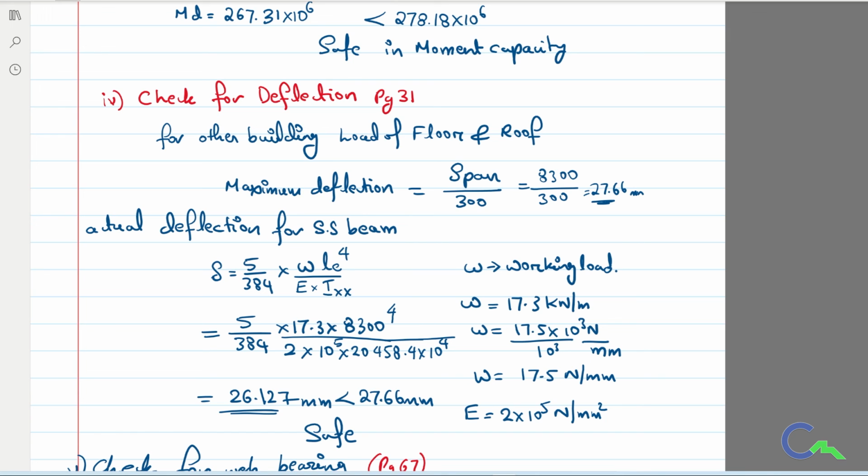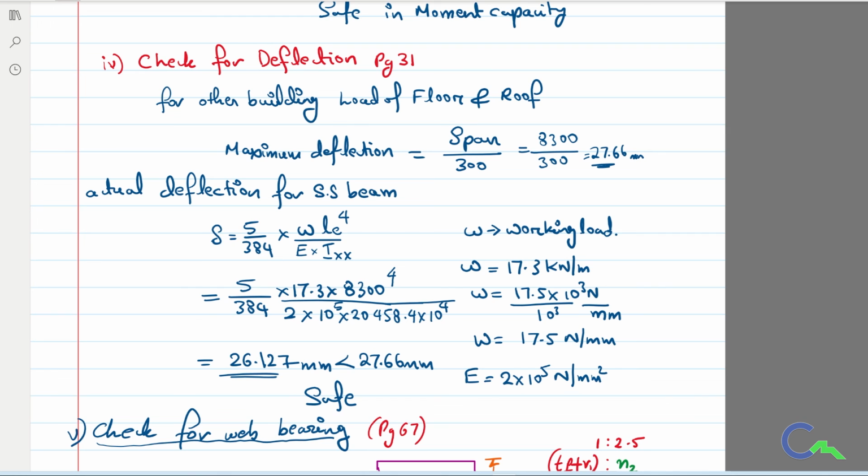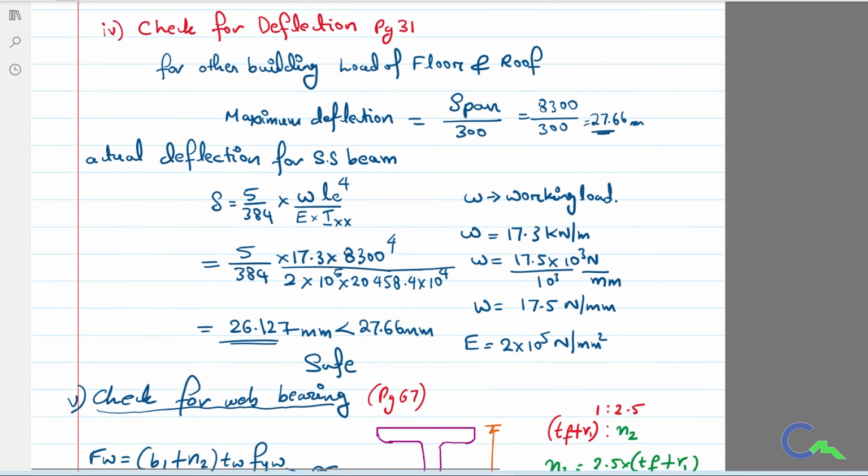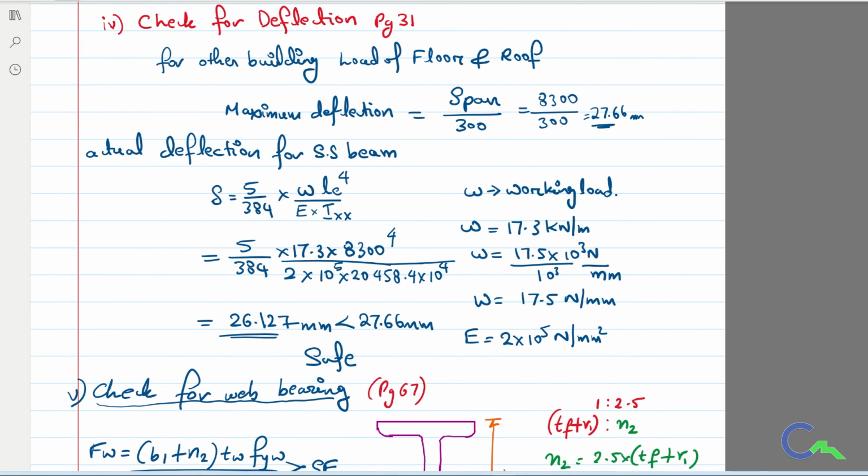So span divided by 300, that is the permissible deflection. So you can refer that page table 6. So actual deflection is 5 by 384 WL to the power 4 divided by E into IXX, where W is the working load, we have to substitute here. So all the values should be in millimeter. So whatever the actual deflection, we are going to get 26.127, which is less than maximum deflection, that is 8300 divided by 300. So again E value we already know, that is 2 into 10 to the power 5 for steel.